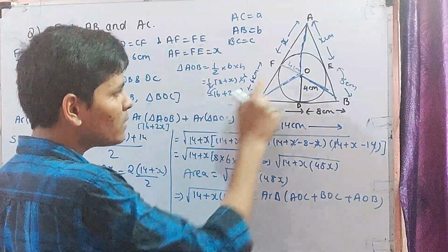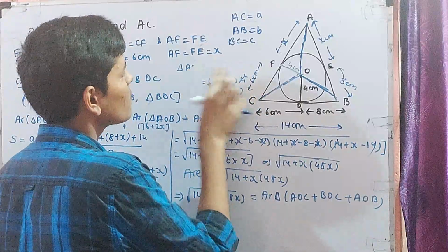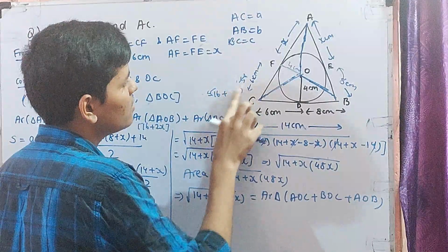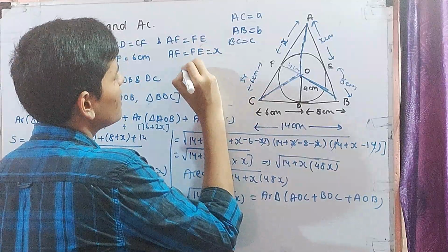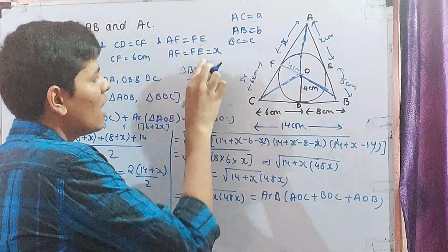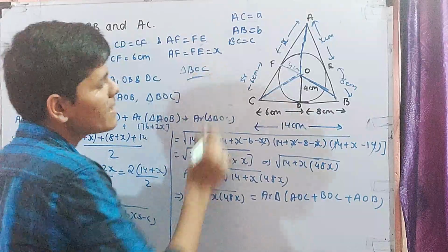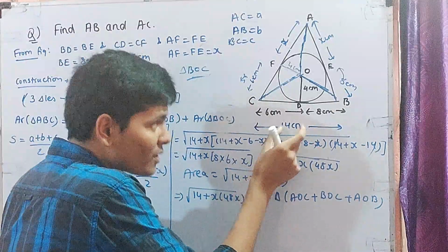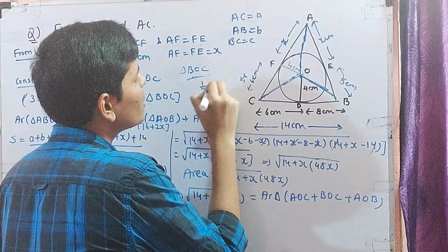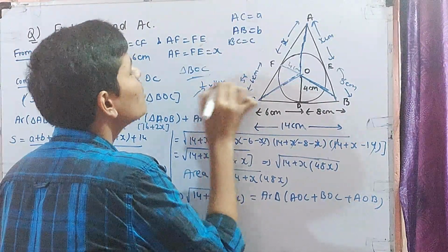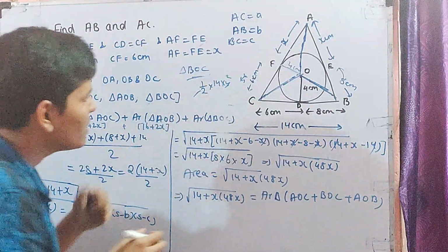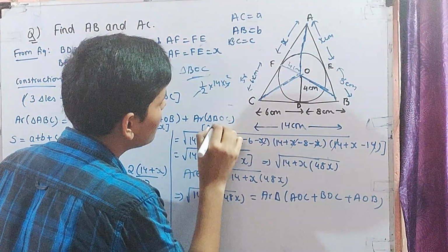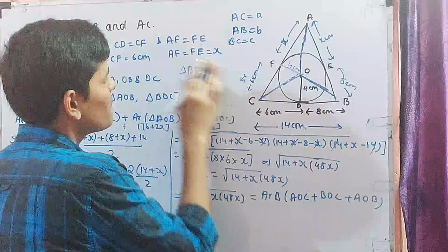Now going to triangle BOC, the last triangle. How do we find the area of triangle BOC? Triangle BOC area is half into base into height. Here base is 14, height is 4. So half into 14 into 4, 2 ones are 2, 2 twos are 4. So area of triangle BOC is what? 28, because 14 twos are 28.